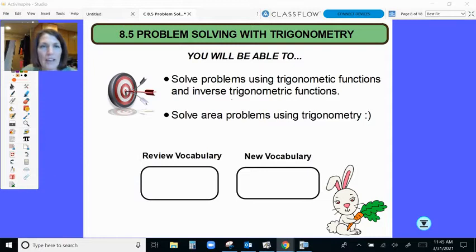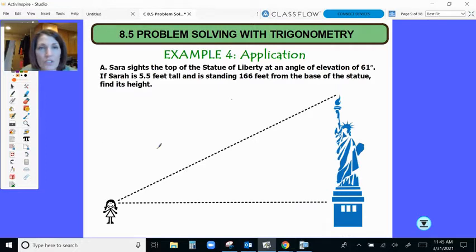Hello, everybody. Welcome back. We are going to look at day 2 of 8.5. We're going to talk about solving problems using trigonometry, and then also how we solve area problems in triangles using trigonometry. So first, we're going to look at setting up problems with trigonometry.